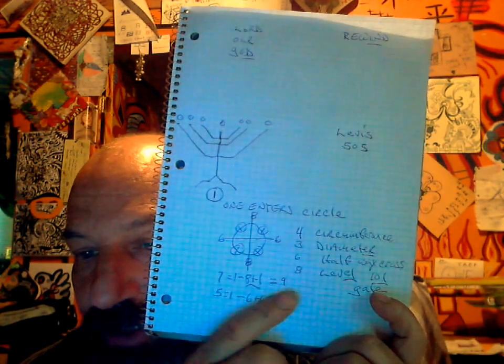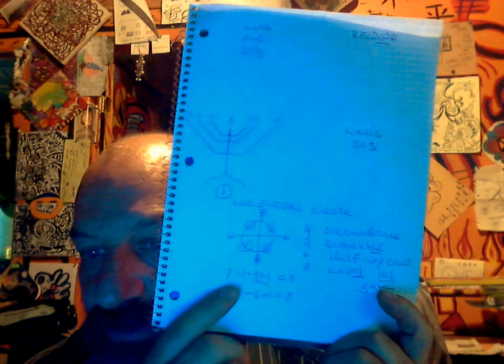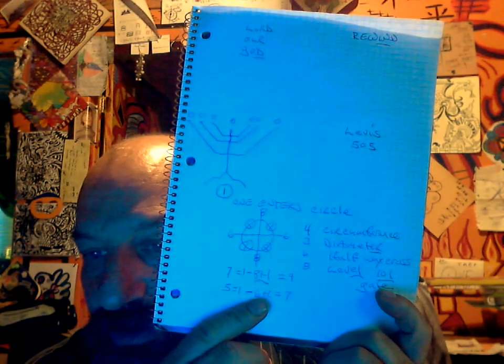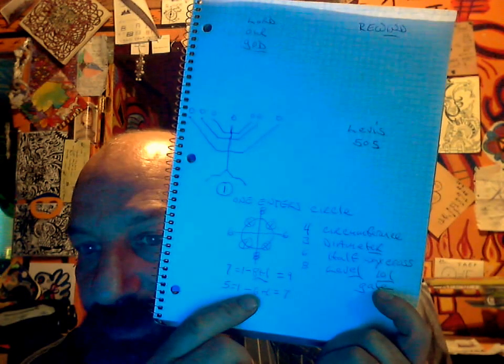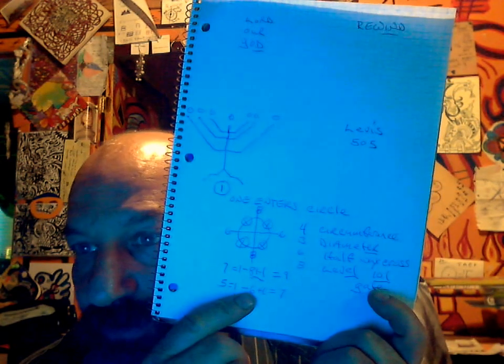8 minus 1, 8 plus 1. 9 and 7, 16. 1 and 6 is 7. 6, 7 and 5 is 12. 1 and 2 is 3. 3 and 7, the number 2 Nibiru, are creation of the 7th gate.